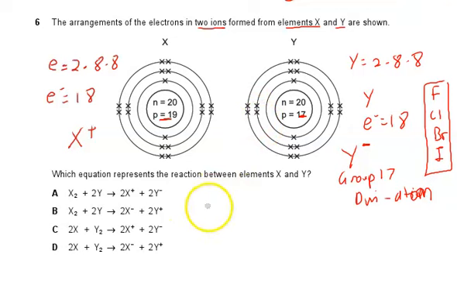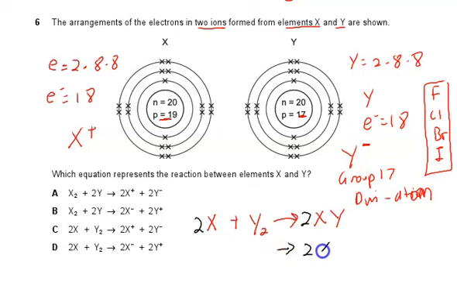So here, at room temperature, Y will be a diatomic molecule, and when they combine together you have XY, and when we balance this you'll be getting 2 here to balance the Y and X here. And you can actually separate this to make it 2X positive plus 2Y negative charge. Okay, so this is the explanation for this question. And your answer here will be C.